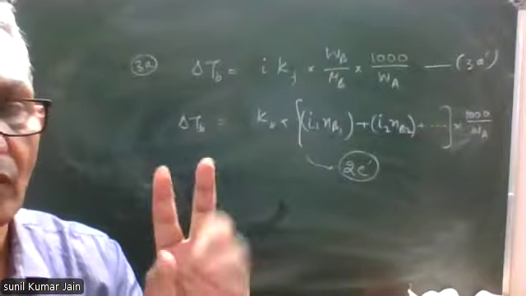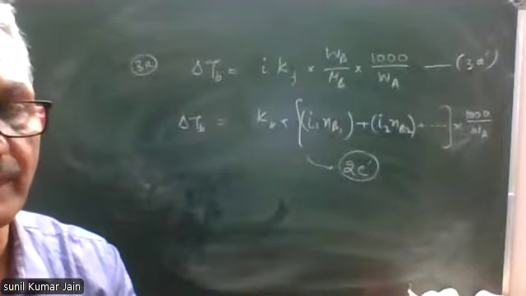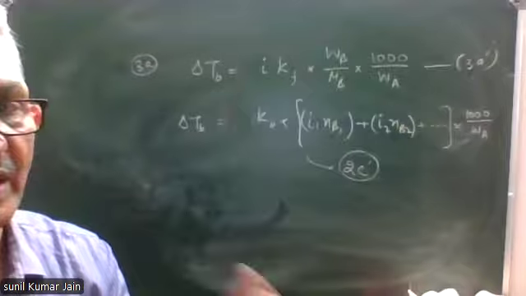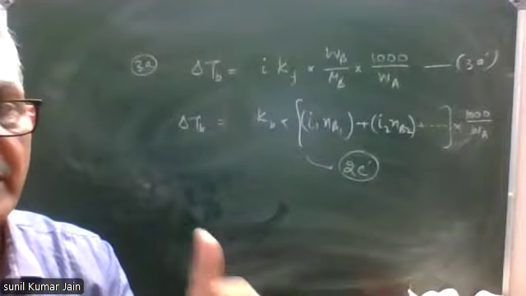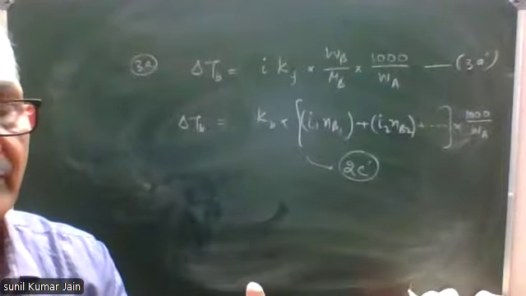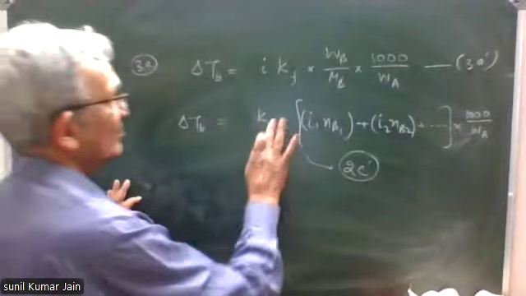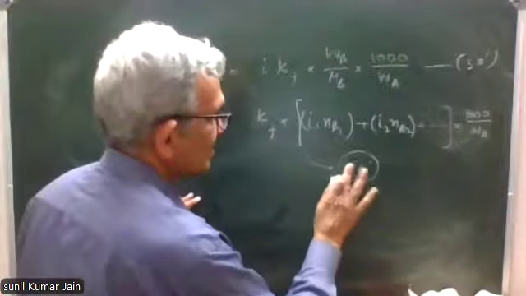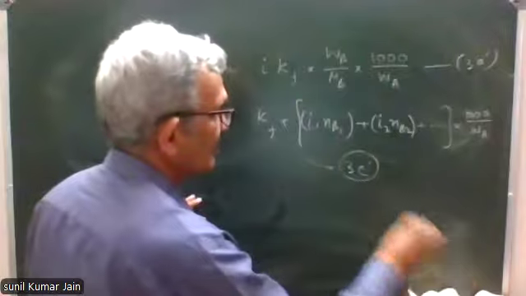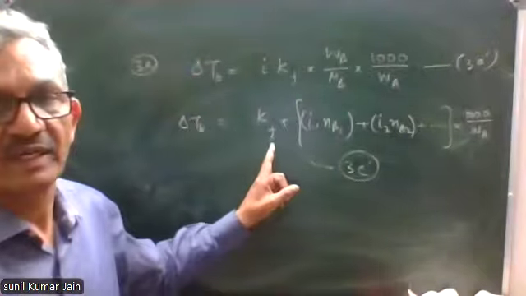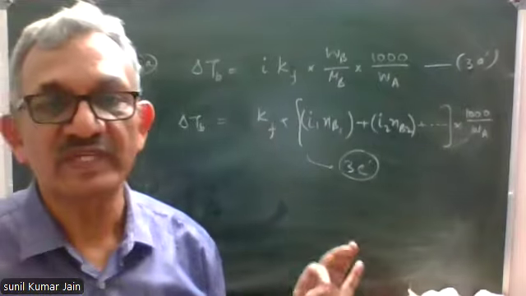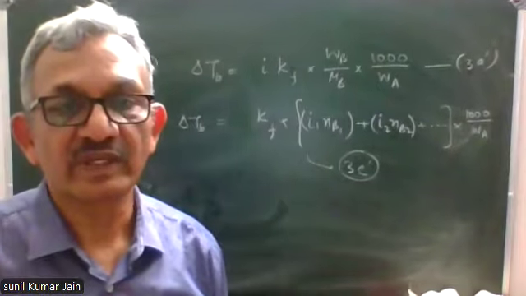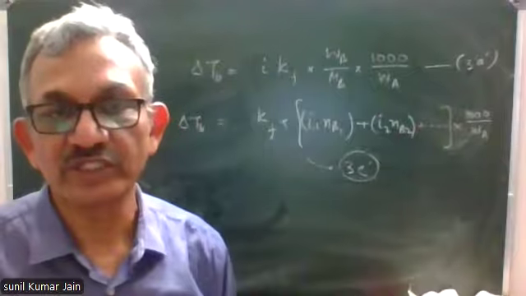Further write down, for two or more solutes, equation 3C becomes, yes, note down this one. I made a slight change. In place of Kb, I've changed it to Kf. That is the only change.